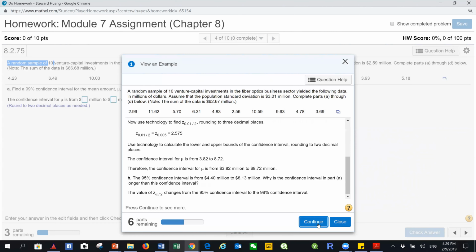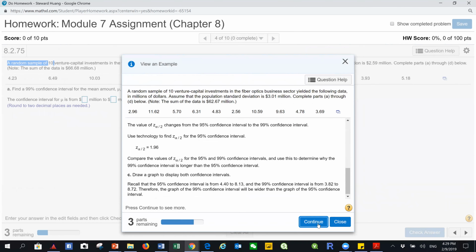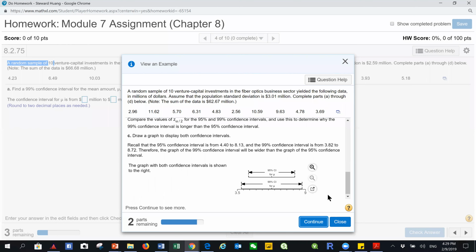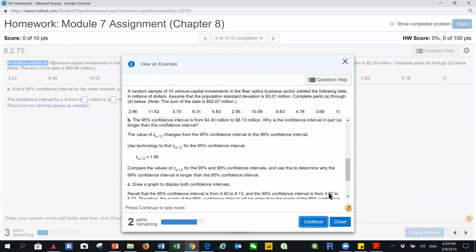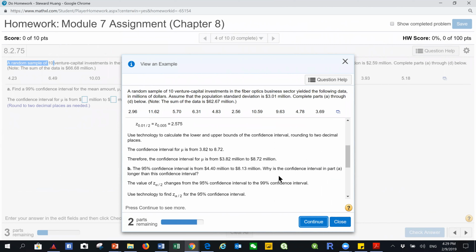After you calculate the confidence interval, what's the next question? Margin of error will also be given. Okay. What makes a confidence interval longer? Why is a 99% confidence interval longer than a 95% confidence interval?